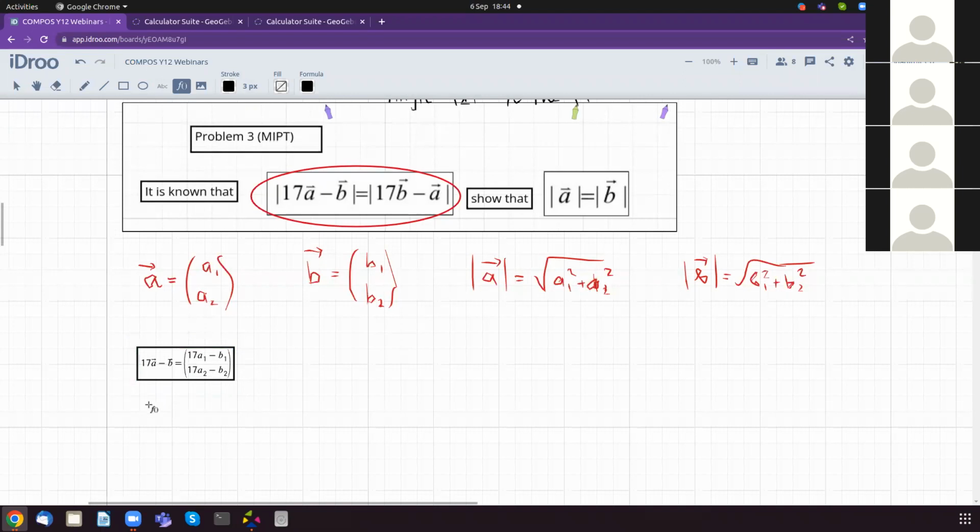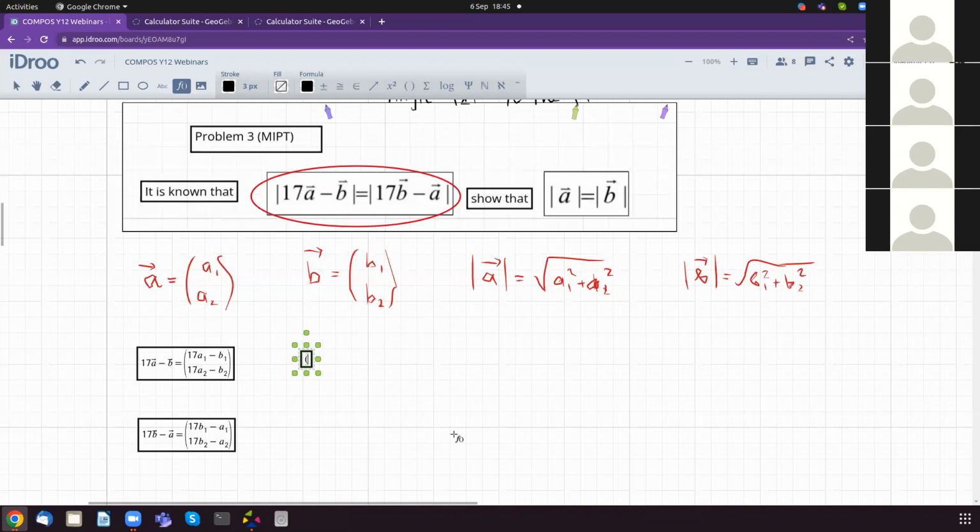Now we can write 17b vector minus a vector, which is very similar. So 17b1 minus a1, 17b2 minus a2, and we find the modulus. I'll try to keep it brief. There's a very similar question that you have.